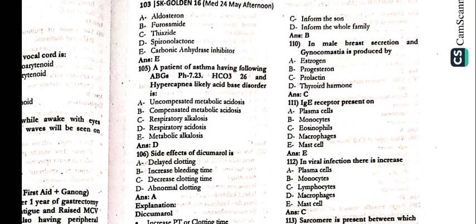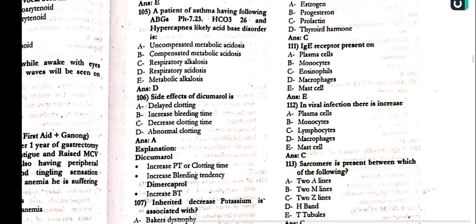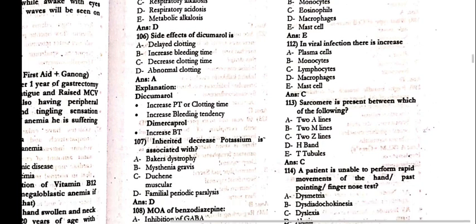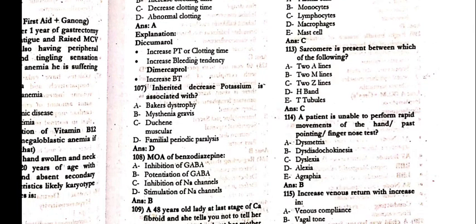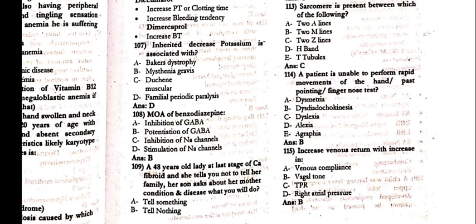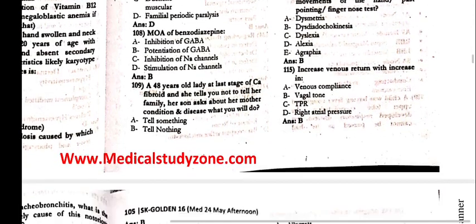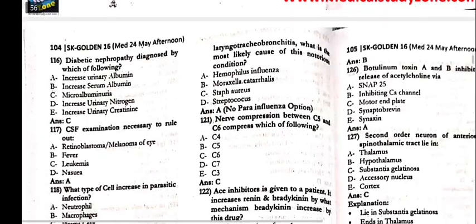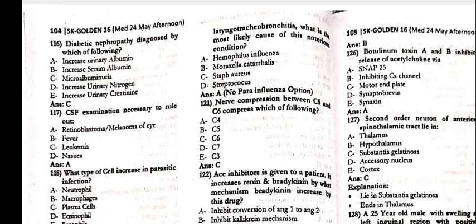In male breast carcinoma, the gynecomastia is produced by prolactin. IgE receptor is present on the mast cell. In viral infection, there is an increase in the lymphocytes. Sarcomere is present between the two Z lines. The patient is unable to perform rapid movement of the hand, past pointing, finger nose test. That is dysdiadochokinesia. Increase in the venous return with the increase in the vagal tone. Next, diabetic nephropathy is diagnosed by microalbuminuria.